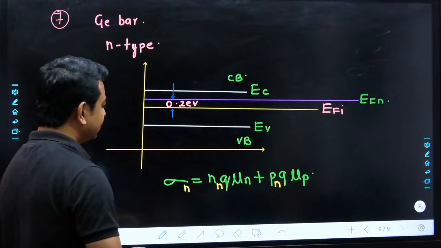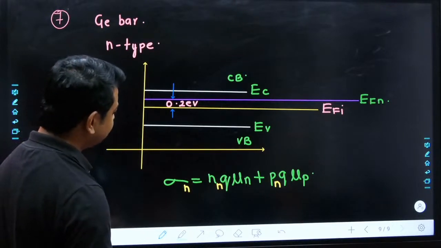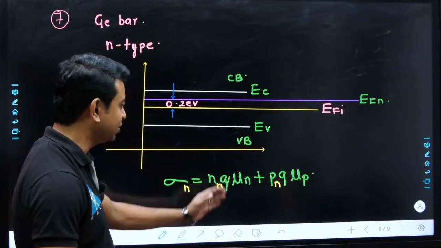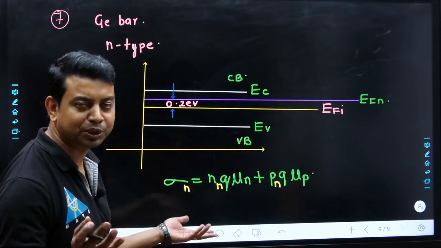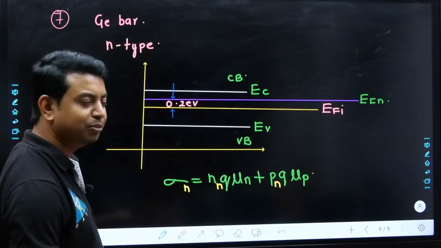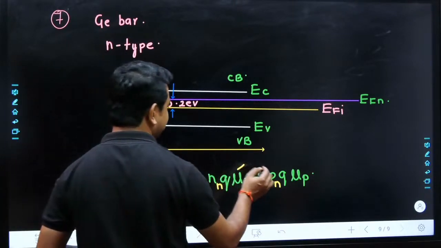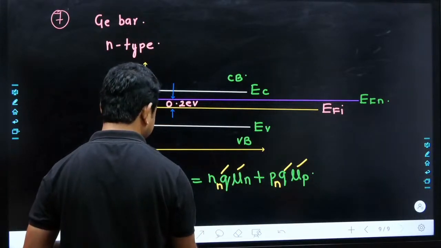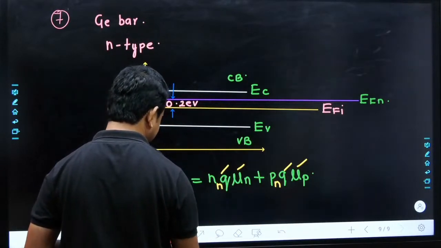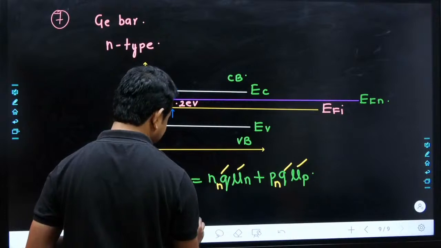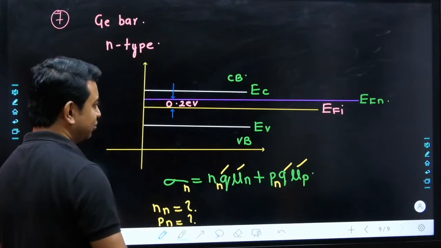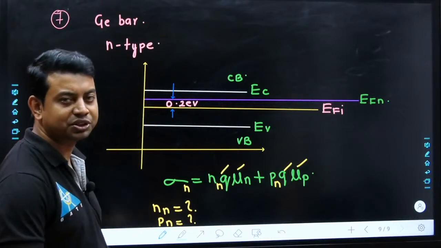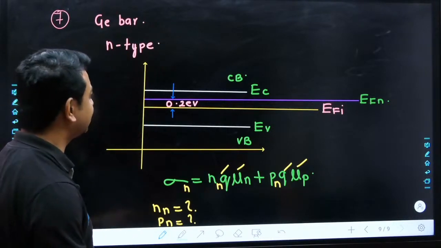Thank you. We have to find n in n-type and p in n-type, because q is 1.6 times 10 to the power minus 19, and mu n and mu p are given. So we know these, but we don't know n in n-type, this is a question mark, and p in n-type, another question mark. To find these two values, we only have one piece of data, that is the relative position of the intrinsic Fermi energy level and the n-type Fermi energy.